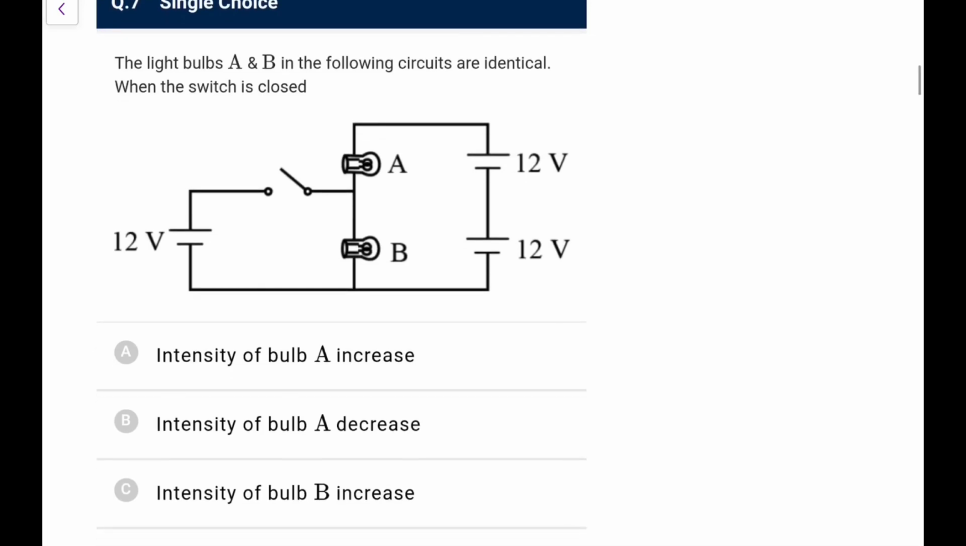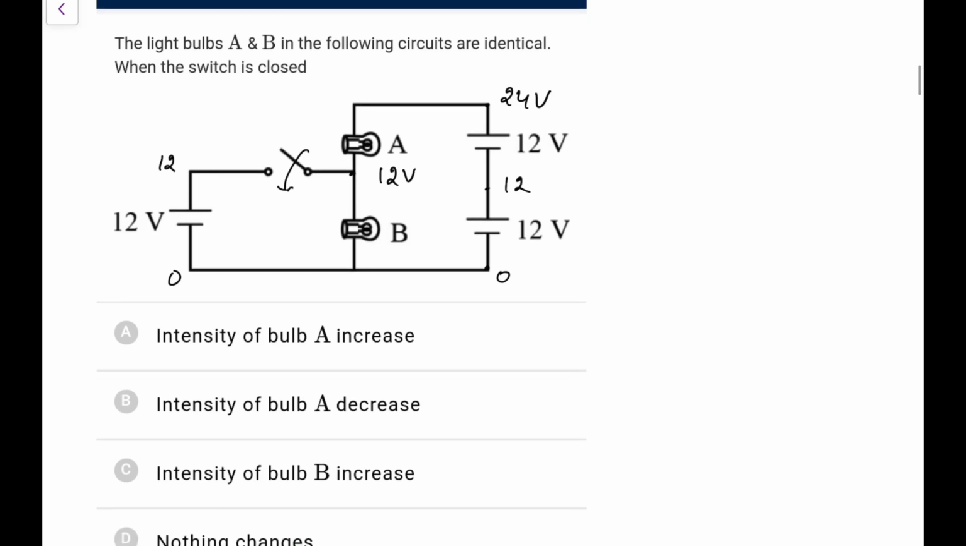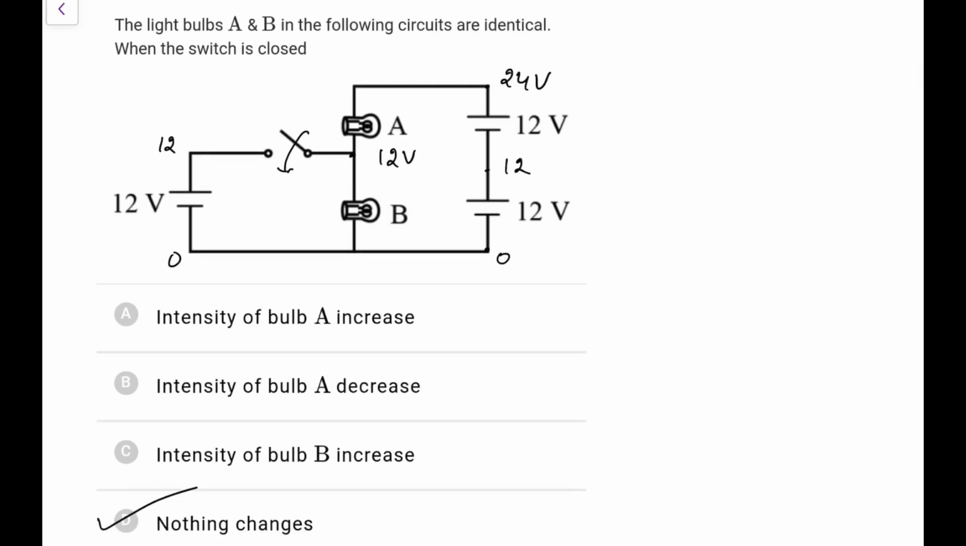Next, the light bulbs A and B in the following circuits are identical; what happens when the switch is closed? When the switch is open, we know both will be glowing with the same power. Say I put this at 0 volt and this at 24 volt, the drop would be half and half, so 12 and 12 because they are identical. Now when you put a battery here, this is again 12, so when you close the switch, both points are at the same potential, so nothing will change and the intensity of both will remain the same. There would be no extra current flowing through this.